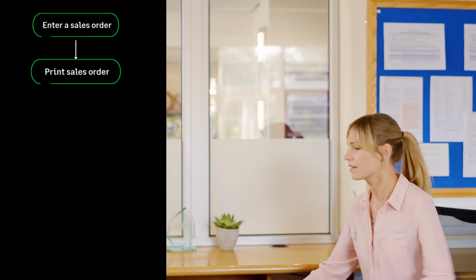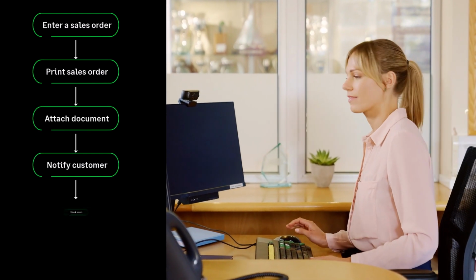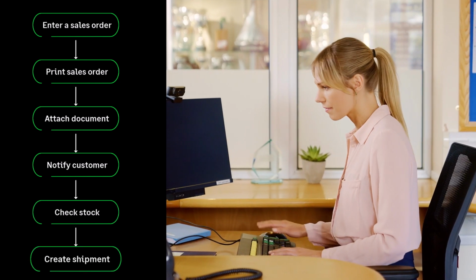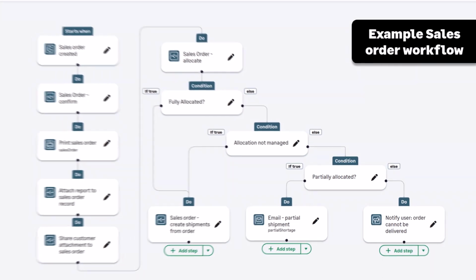Let's say your team enters a sales order. Normally, they print it, attach documents, notify the customer, and check stock before creating a shipment. That's a lot of manual steps. Now, you can automate all of it.